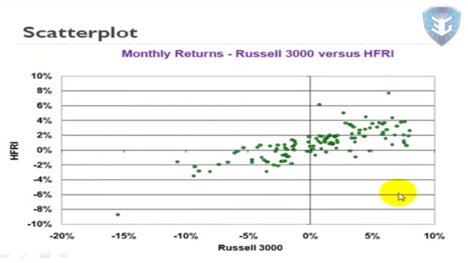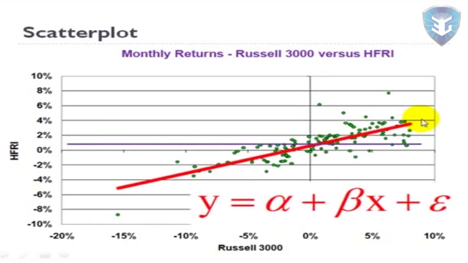Now, on the other hand, here's actual data that I pulled. On the y-axis, hedge fund returns from the HFRI hedge fund index, regressed against, or in this case, just plotted against, returns from the Russell 3000, a good proxy for the overall market. And a quick look at the scatter plot, at least to me, says this looks like a linear relationship and therefore worthy of a linear regression.